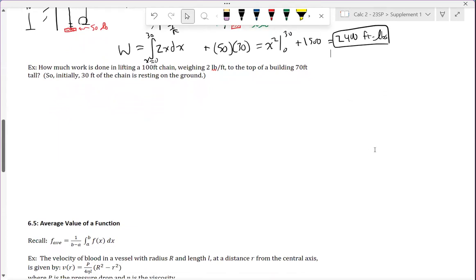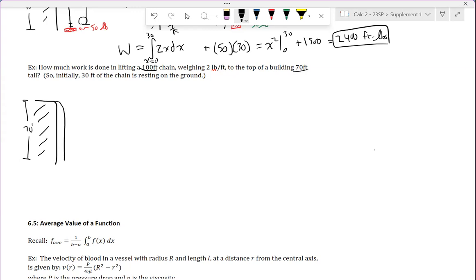Now let's look at a similar problem that at first glance might seem much more complicated. And this problem involves a 100-foot chain hanging off a building 70 feet tall. So what's the interesting bit here? So we have a 70-foot building, but a 100-foot chain, which means that 70 feet of the chain is hanging, but then 30 feet is just kind of coiled up here on the ground.